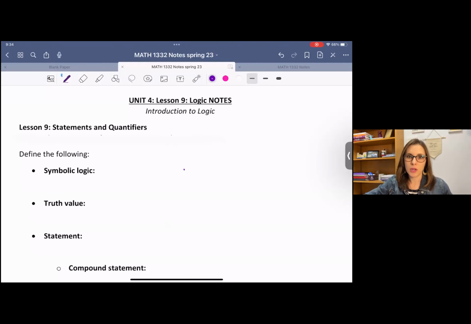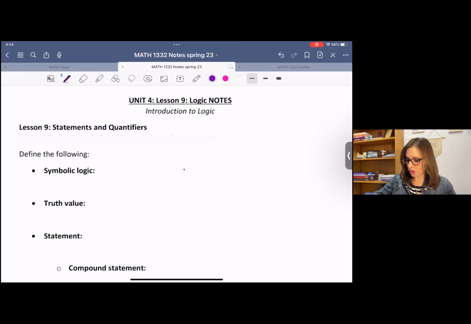Hey y'all, in this lesson we're going to be exploring some basics of logic and mathematics, starting with statements, quantifiers, and negations. First off, we have some terminology that we're going to need to go over as we get into logic and mathematics.